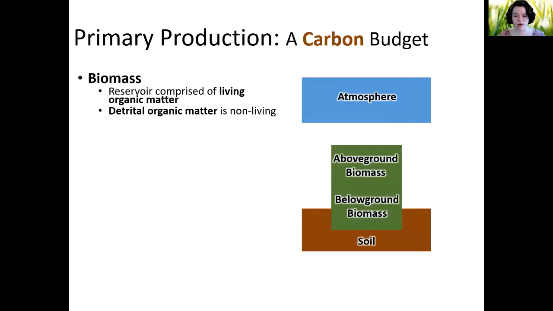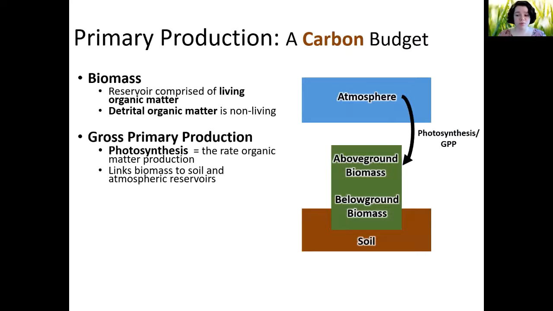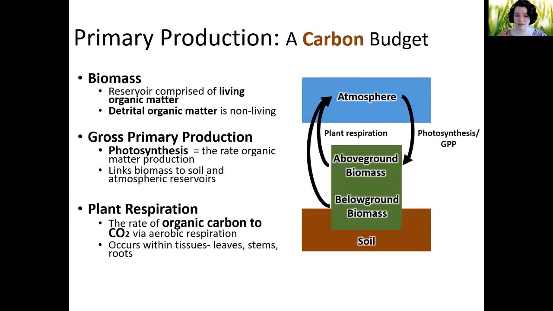Gross primary production represents the transformation of atmospheric carbon dioxide into organic carbon. This transformation links the atmosphere to the wetland ecosystem. Plants also perform cellular respiration, just like we do. Plants will burn some portion of the organic carbon that they synthesize to perform regular cellular maintenance.